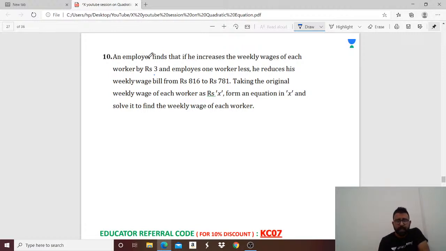Okay, so what do we have to do in this? We have to take each worker's wage as x. So initially there were 816 workers, right? So there were 816 workers. An employer finds that if we increase the weekly wages of each worker by 3, so initially the weekly wage was x, right? So weekly wage was x.